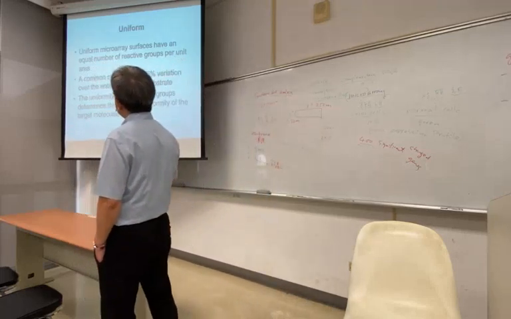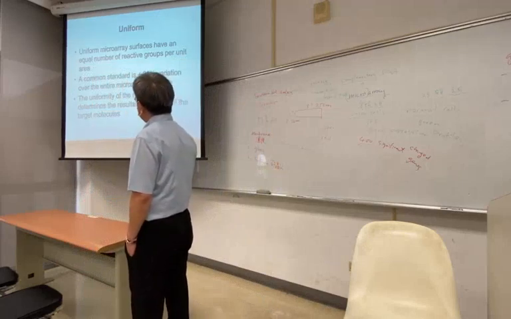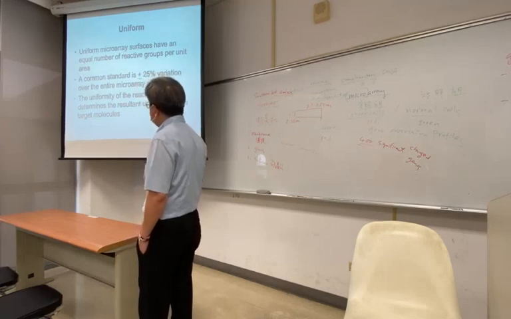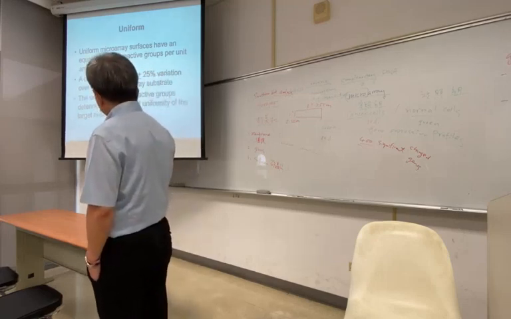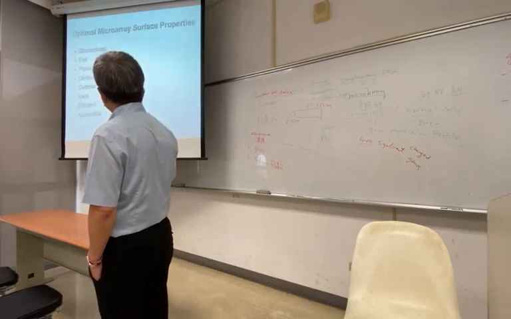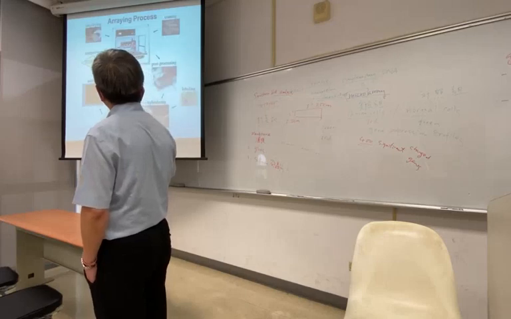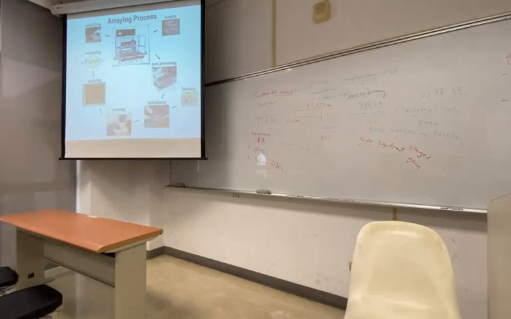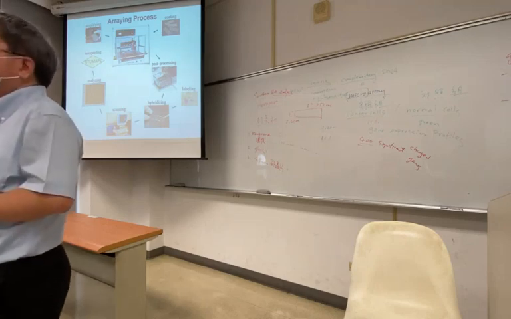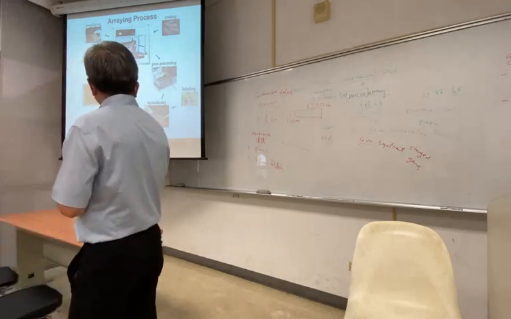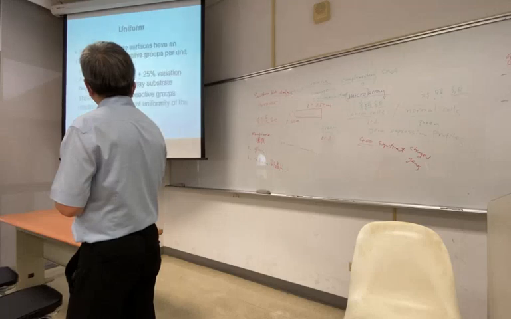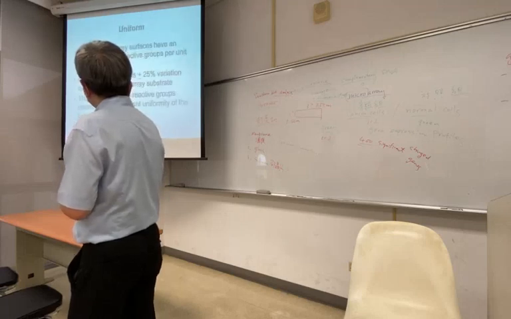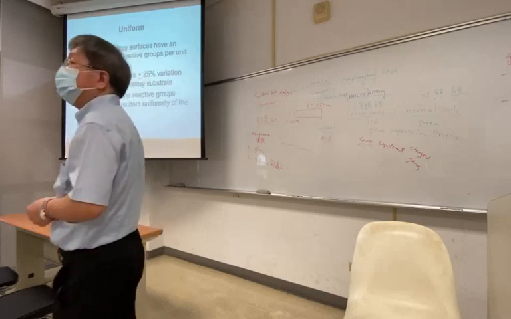So uniform. In this case, that means the reactive groups per unit area. Remember, let's go back to this slide here. We have to do coating, right? So what kind of chemical do you use? Are they good enough? How do we judge whether this particular chemical is good enough? It's based on their reactive groups per unit area.